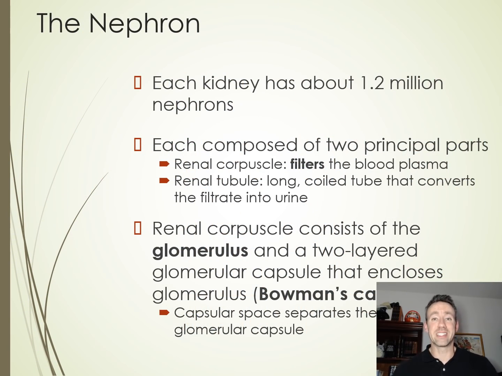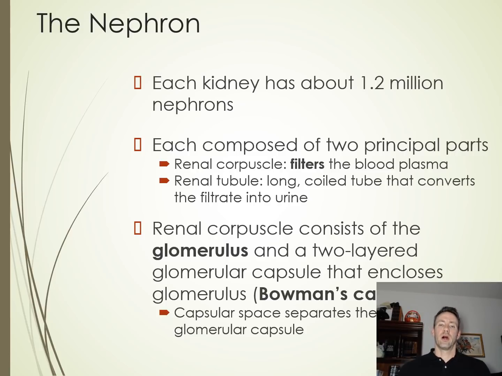Okay, so that's the basic anatomy of the kidney. But the kidneys themselves are actually composed of millions of functional units referred to as a nephron. In fact, each kidney has approximately 1.2 million nephrons, for a total of about 2.5 million. And the nephrons are really the business end of the kidney. This is where filtration of the blood occurs, and ultimately where sorting out what's waste and what needs to be conserved is going to occur.